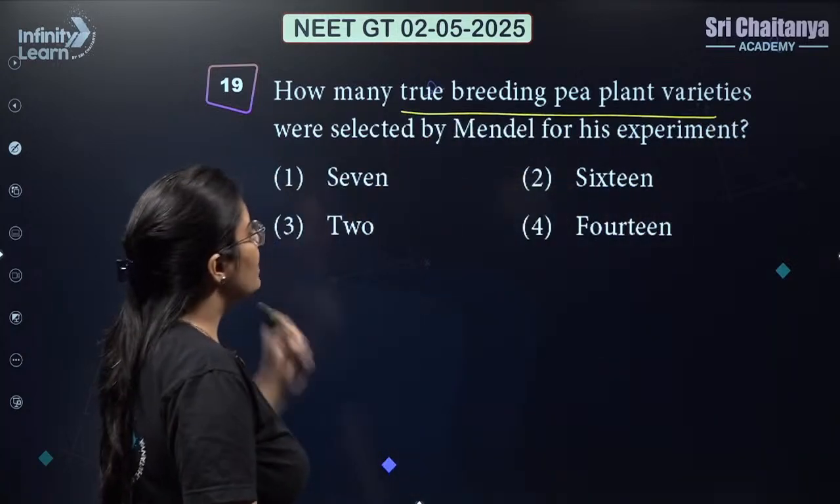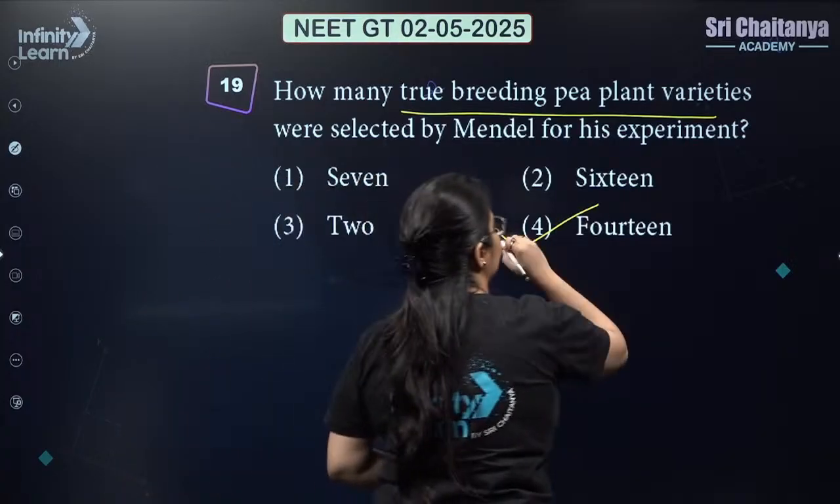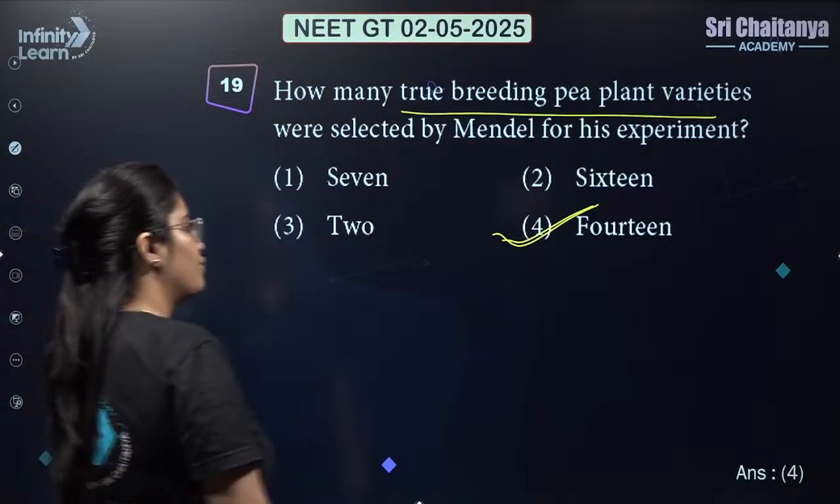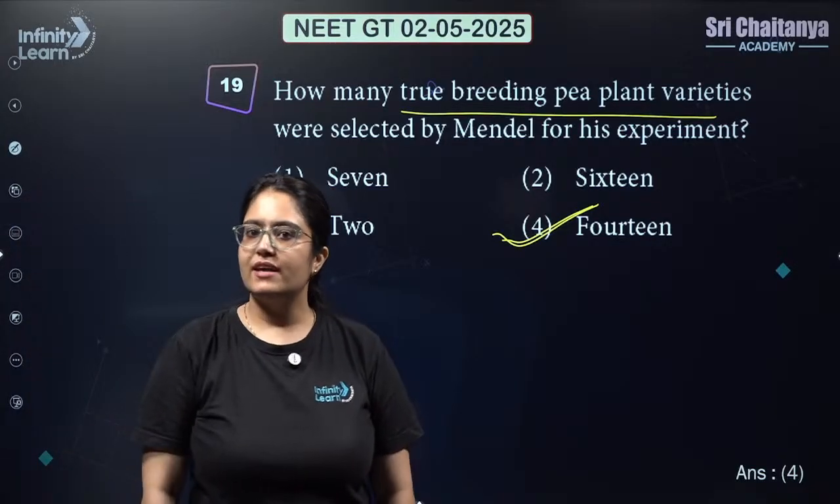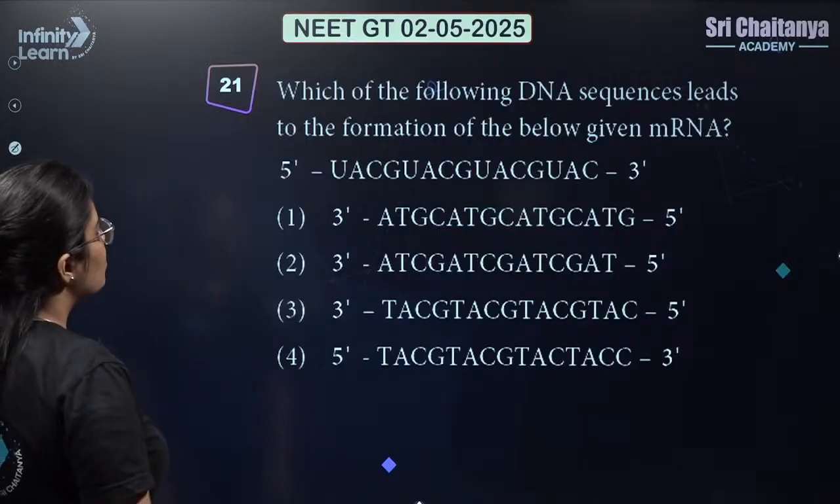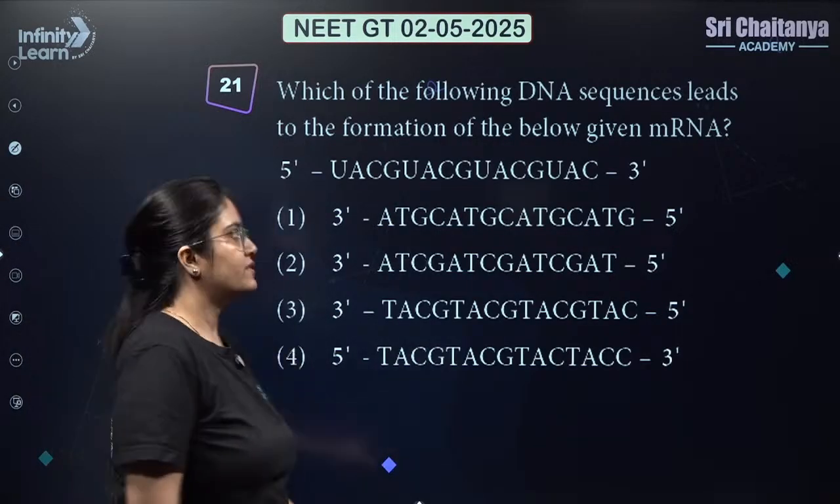So, this time they are asking how many true breeding pea plant varieties. True breeding pea plant varieties were 14 in number. So, answer is 4, guys. Answer is 4, that is 14. Clear? Excellent. Next question. That was an interesting question, but very simple. Many questions like this we have seen in the previous NEET exam.